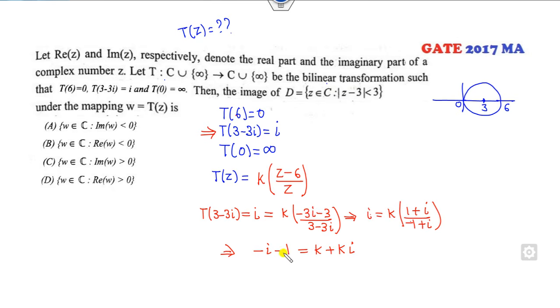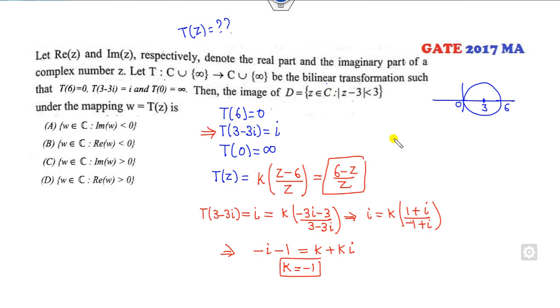You can equate the real and imaginary part. k will be minus 1. So your transformation will be, with minus 1, it's 6 minus z over z. Fine. Now that's over.